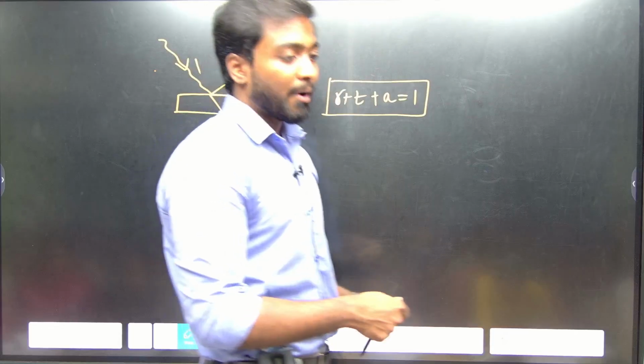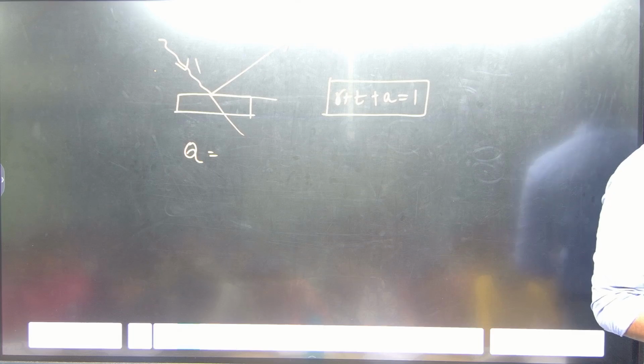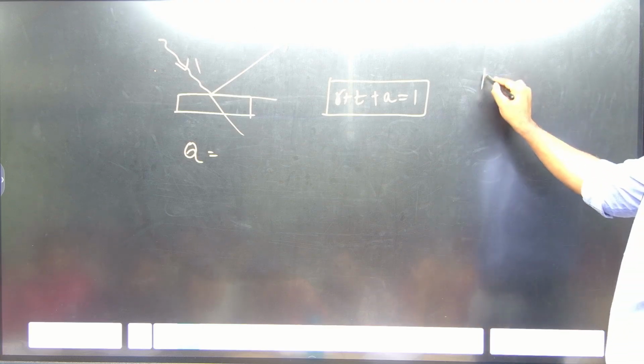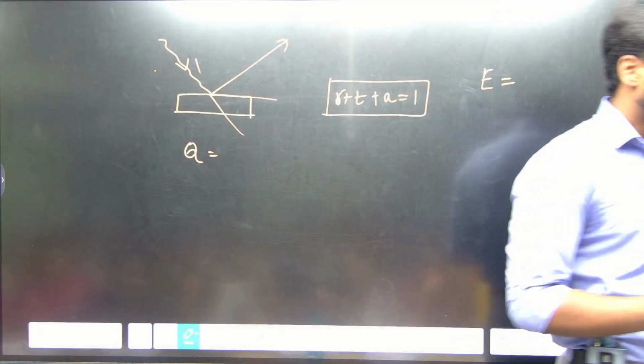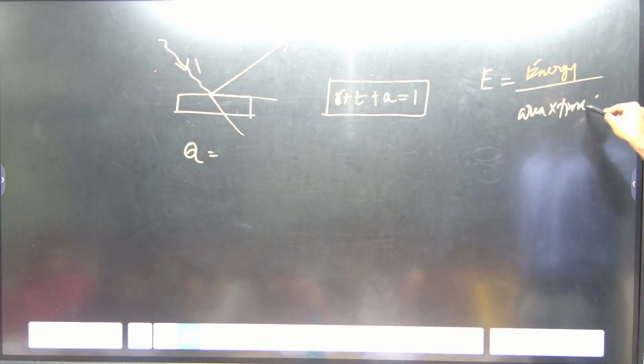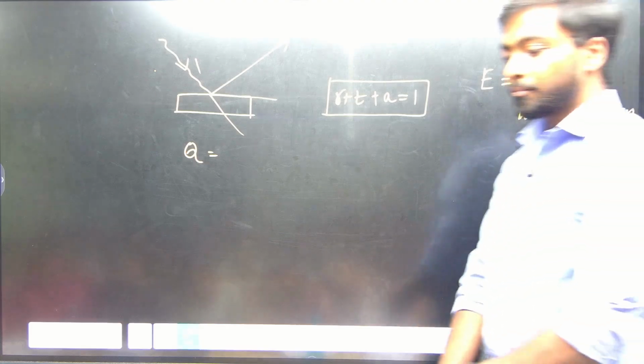Then the next point, emissive power: capital E is equal to the ratio of energy by area into time into wavelength. Done.